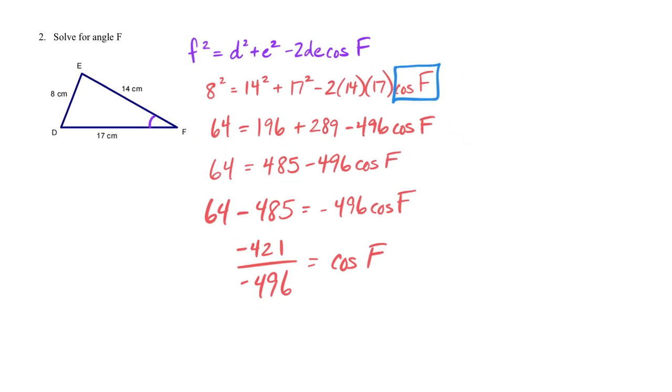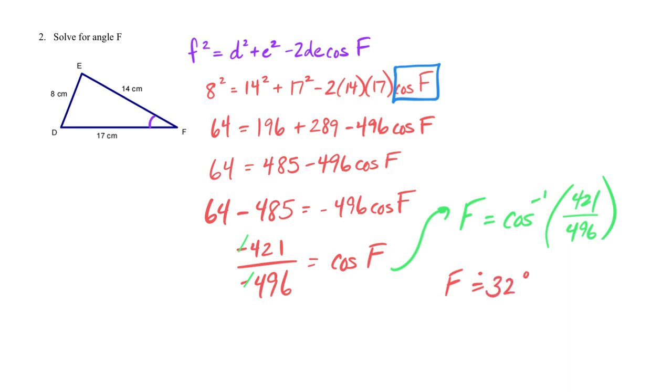Now, if you want to write this line in, we now can say, well, therefore, F is going to equal the inverse cos, and I don't even care about those negatives. I am calculating the inverse cos of 421 over 496. And when I do that, I'm finding an angle, which means I need to round that off to the nearest degree, and I find that F is equal to 32 degrees.